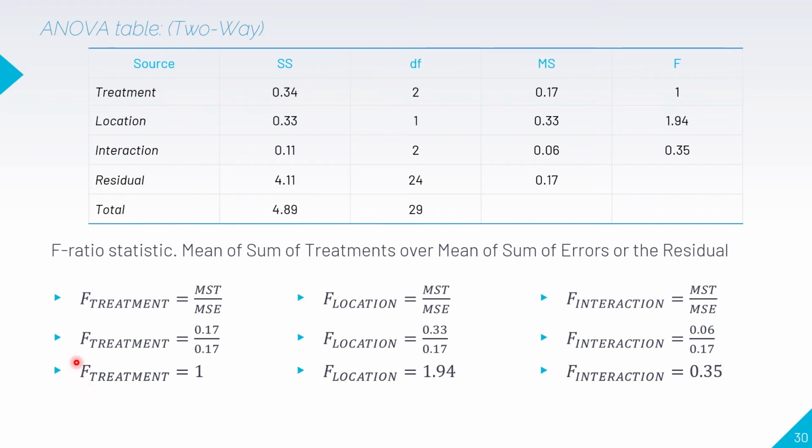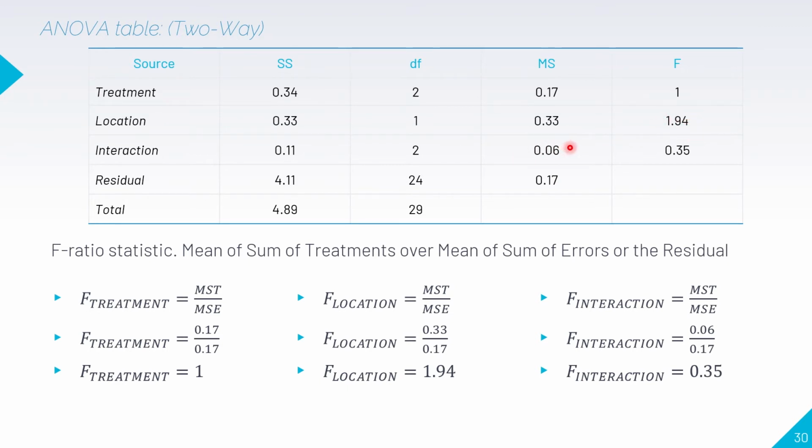Now we find our F ratio statistic. Mean of squares of treatments over mean of squares of errors or the residual. So MST over MSE. So our MSE is the residual. So we have 0.17. So this is our denominator. So in our treatment, we have 0.17 divided by 0.17, we have 1. In our MS location, we have 0.33 divided by 0.17, and we have 1.94.